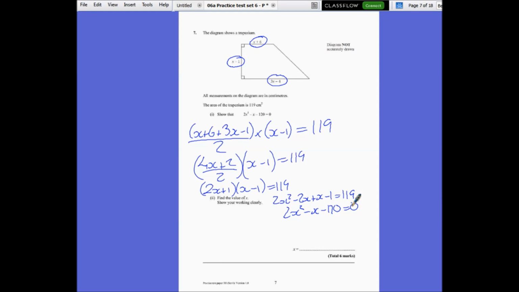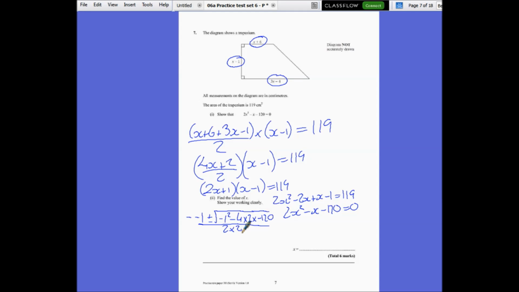Question 2, find the value of x, show your working clearly. Well, in this case, it actually can be factorised, but I know a lot of people struggle with factorising, so I would always recommend on a calculator paper that we use the formula. So the formula in this case is minus b, so b is minus 1, so it would be minus minus 1, plus or minus the square root of minus 1 squared, minus 4 times a, which is 2, times c, which is minus 120, all divided by 2a, so 2 times 2.